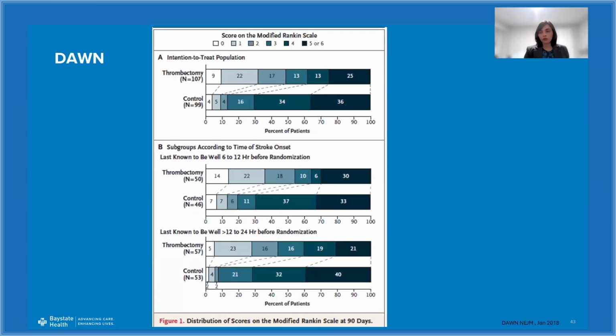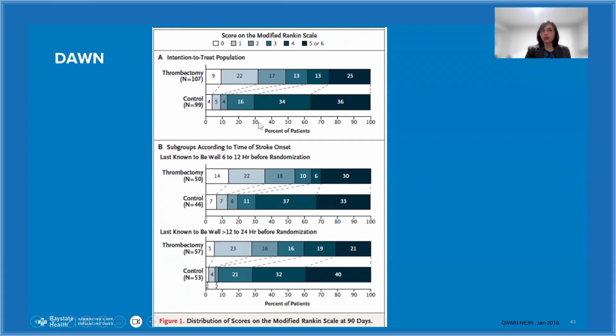The second trial, or actually before that, this tells you about the scores that we use for looking at the outcomes. So a score of 5 or 6 is a bad score. 5 is disability, and 6 is death. A score of 0 is normal. 1 or 2 are considered good scores. And just looking at the intention to treat population here, you can see more 0s to 2s in the thrombectomy group. In the control group, you can see these darker shades, and that means the patients are not really doing as well.